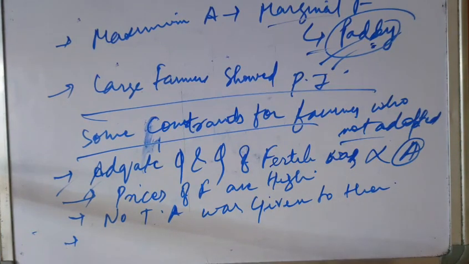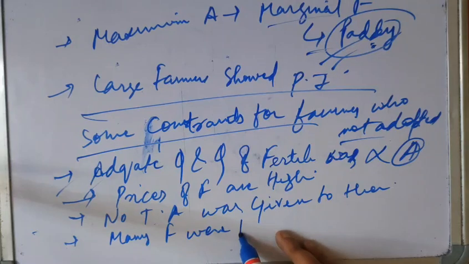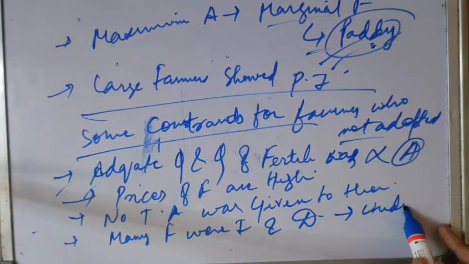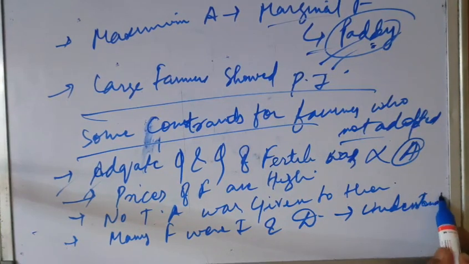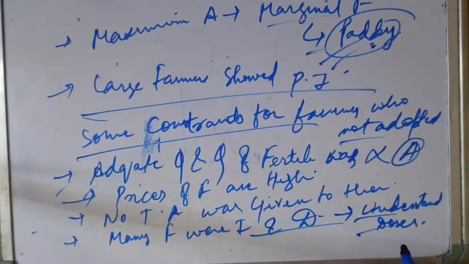Many who tested their soil still did not adopt because many farmers were illiterate and found it difficult to understand the dosage. This could be a failure of our extension work. So these were some of the constraints. Hope you all understand it.